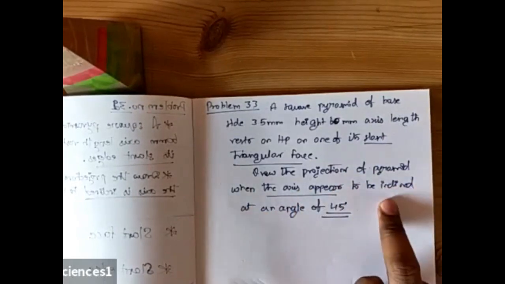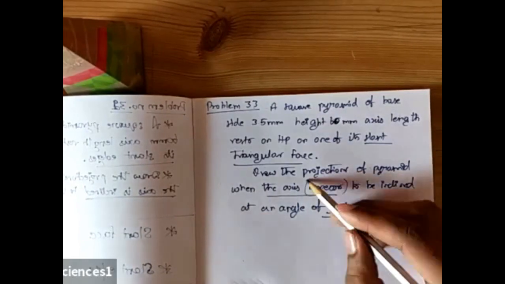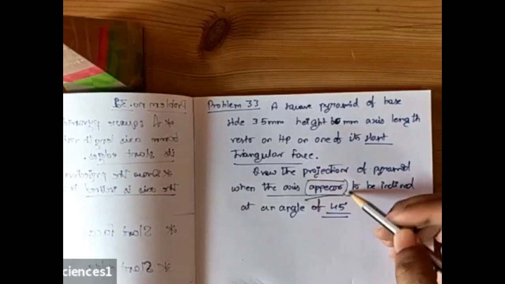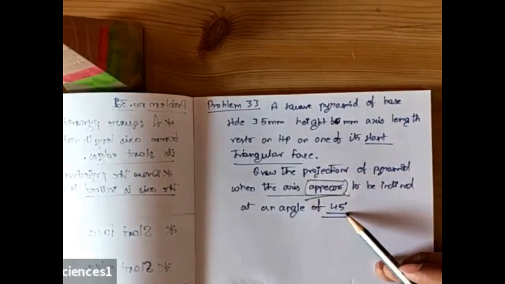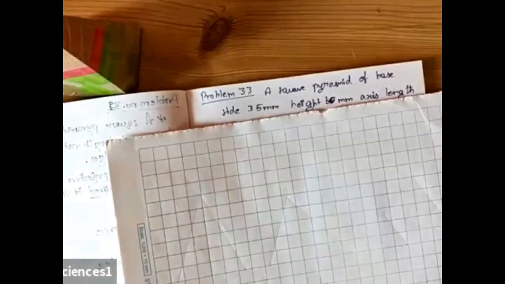The last condition given is: draw the projections of the pyramid when the axis appears to be... When you come across the word appears, what does that mean? There will be no apparent inclination, no beta angle in this case. Directly we have to incline the angle of 45. So we'll start drawing this. This will take less time.